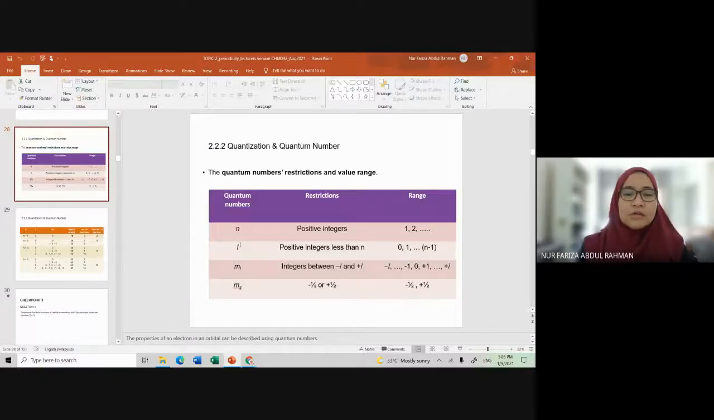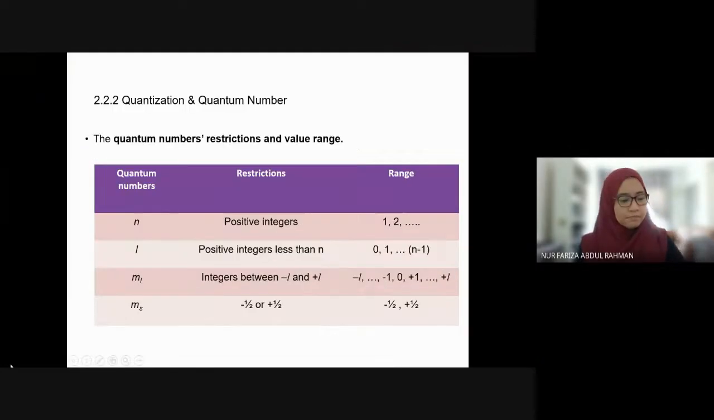Okay, so this angular quantum number. So we have N, the shell, the principal quantum number, and L is the angular quantum number that represents the shape of the orbital. Okay, so this is the subshell. And we have ML. ML represents the number of orbitals for the subshell. All right, so this is the number of orbitals.